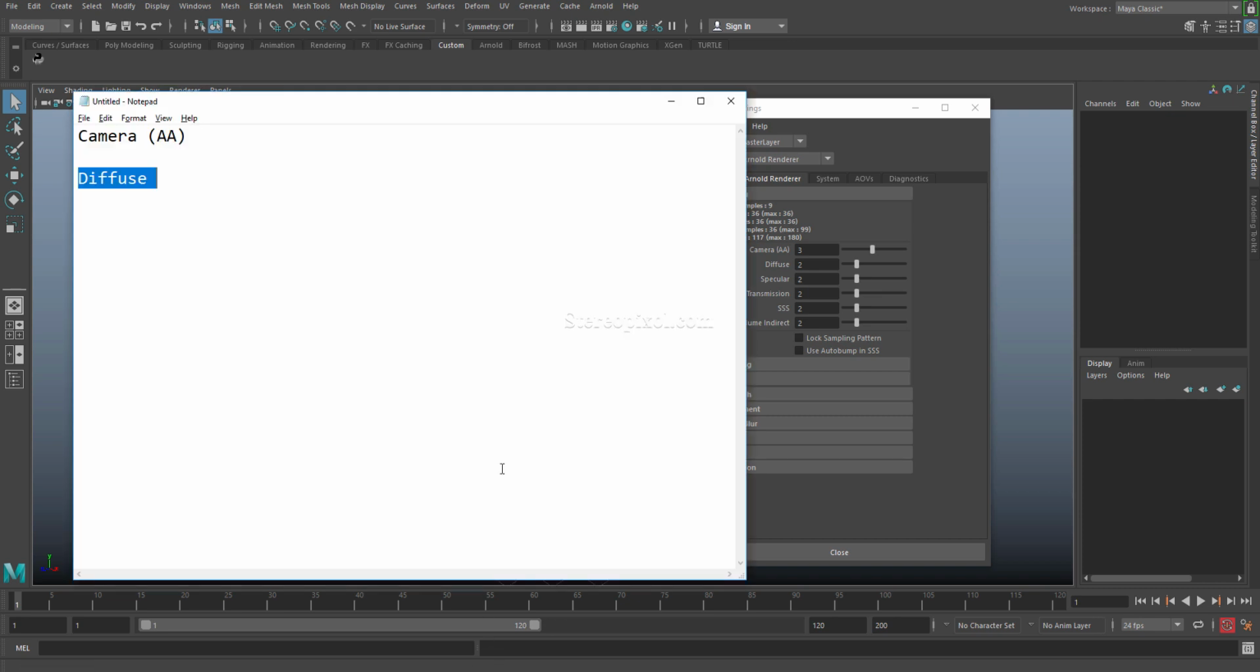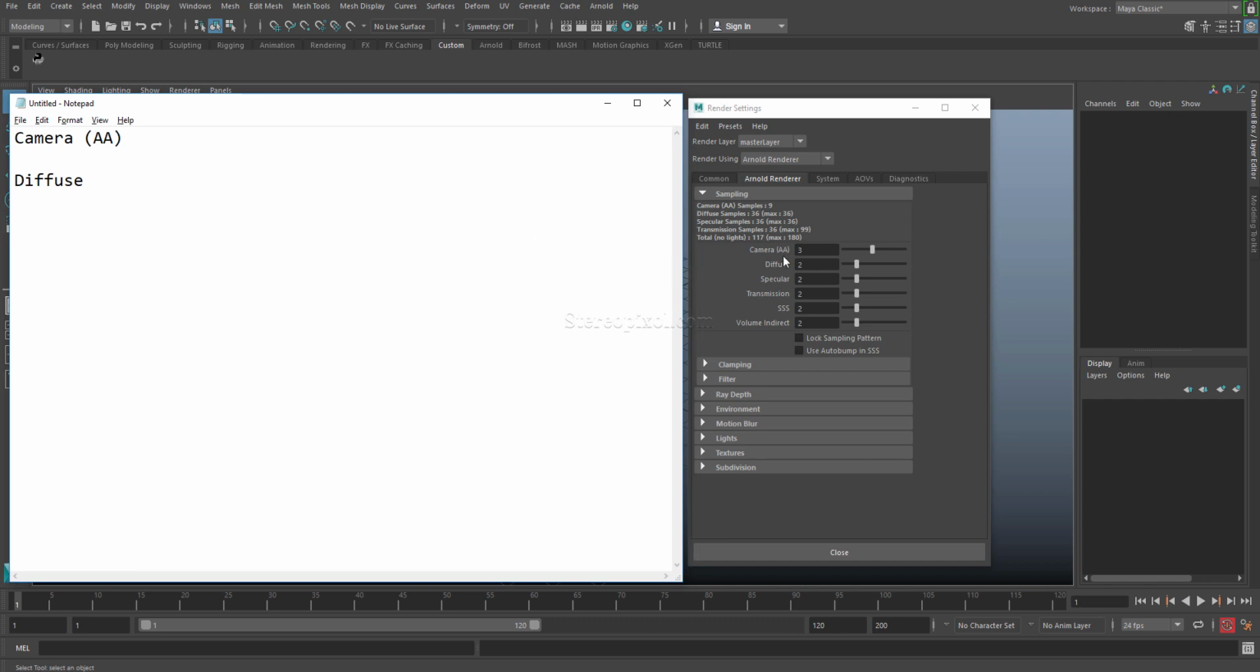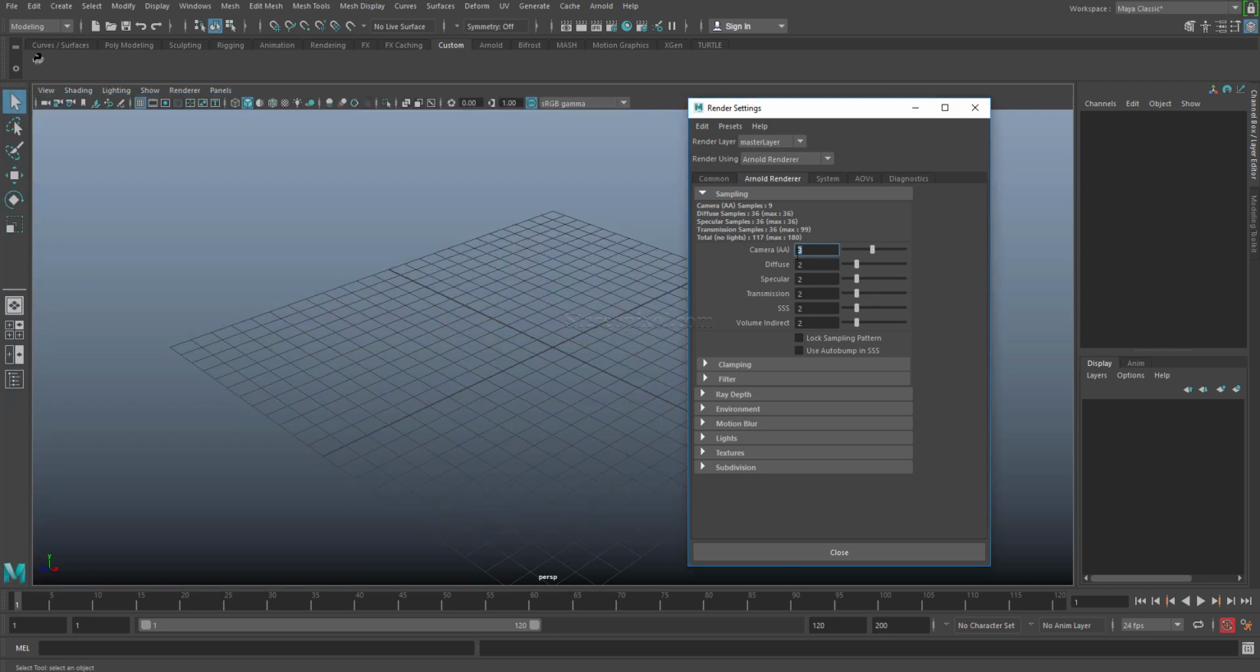Now you can see there are two different kinds of sampling values over here. One is the very important one, which is the camera sampling values. Another one is the specific AOVs. It's very interesting to see that in camera AA, or anti-aliasing, I have put 3, but it is showing the number of samples as 9, whereas if it is 2 in my diffuse, the total number of samples is 36. So how does this calculation work?